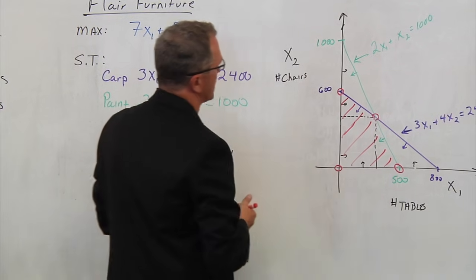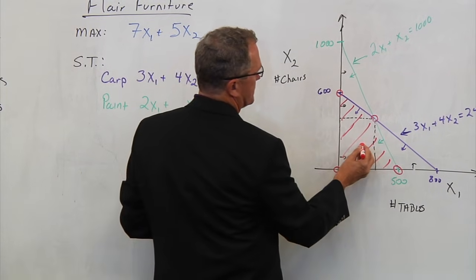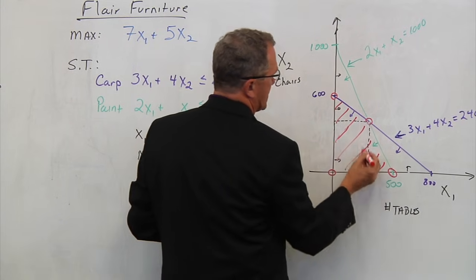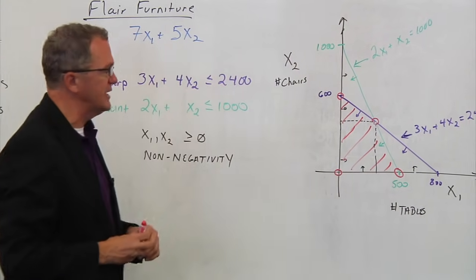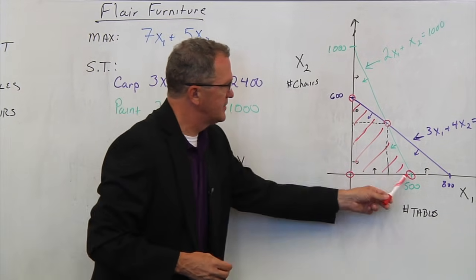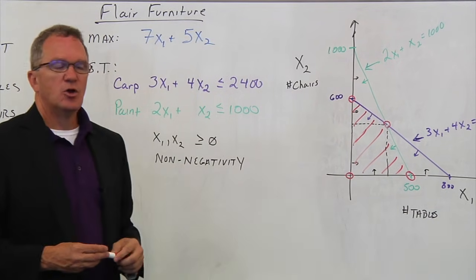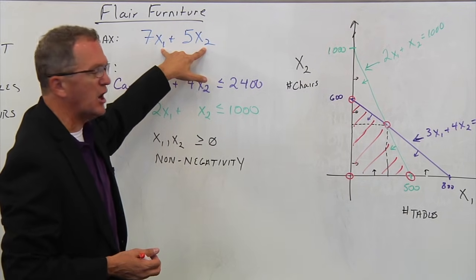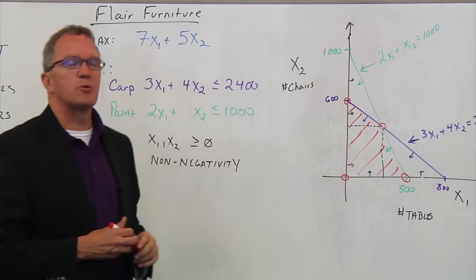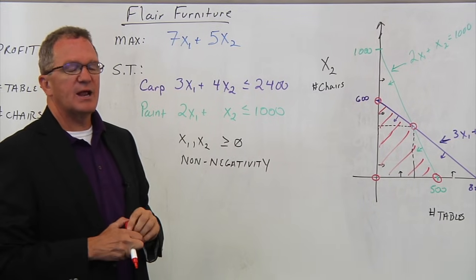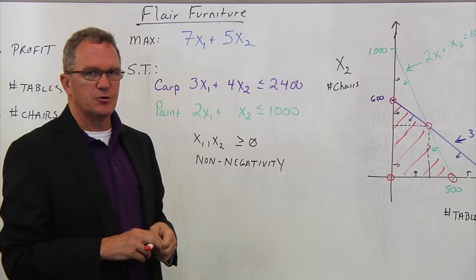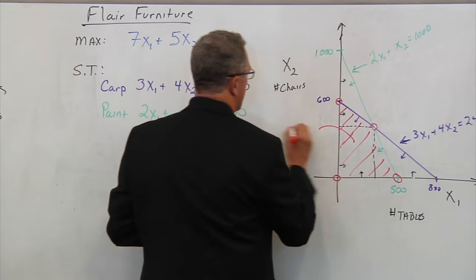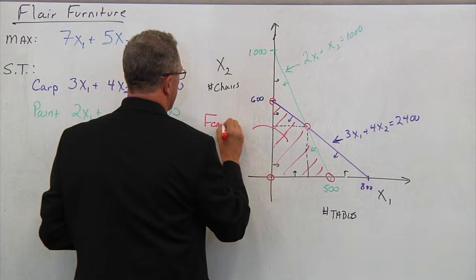We went through and said, okay, we needed to be on this side of the carpentry line, this side of the paint line. We needed to be in quadrant 1 to meet non-negativity. And we identified the region we need to operate in. Whatever combination of tables and chairs we produce to maximize profit, it must be in this red area. The red area shows us all values of tables and chairs that are feasible. It is referred to as the feasible region.